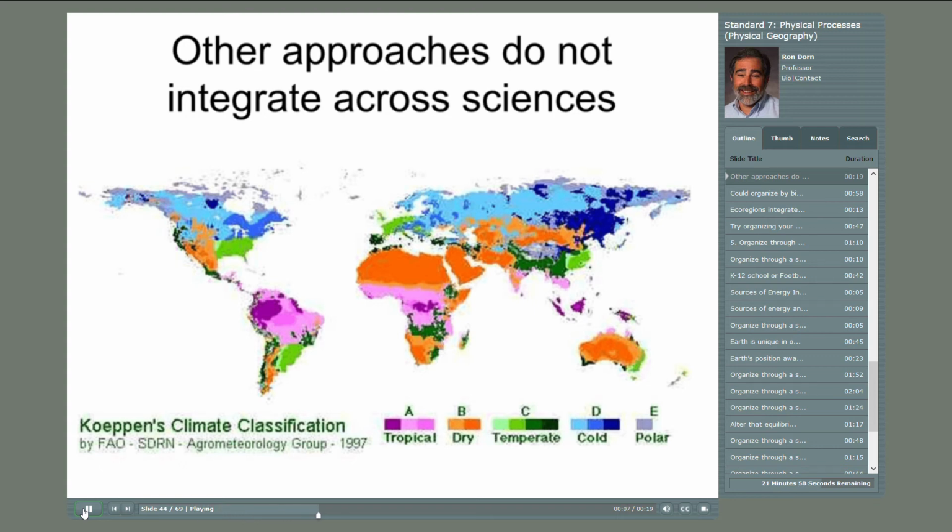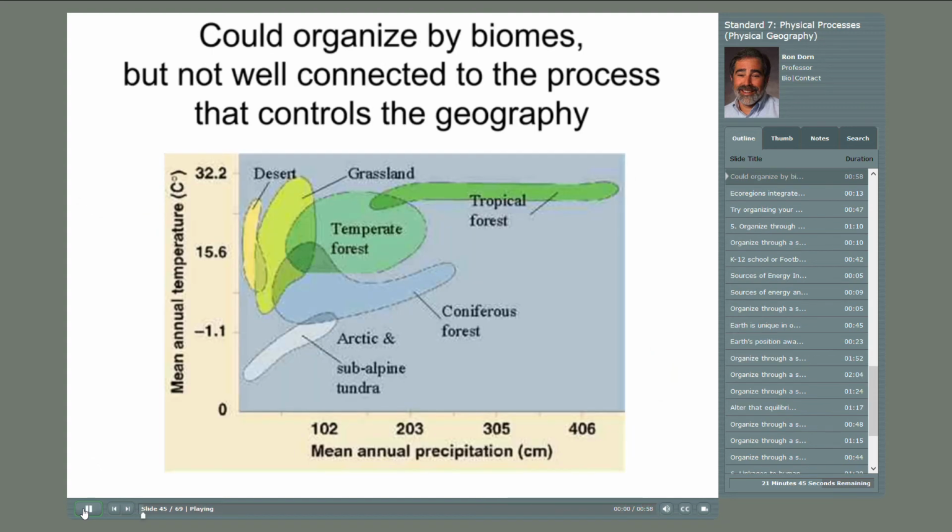Köppen's climate classification is a common one, where climates are broken up into tropical, dry, temperate, cold, and polar, but it just doesn't have the power of ecoregions to integrate all aspects of the patterns that you'll see on planet Earth. Another common approach to organize thinking about different biological patterns is by biomes.